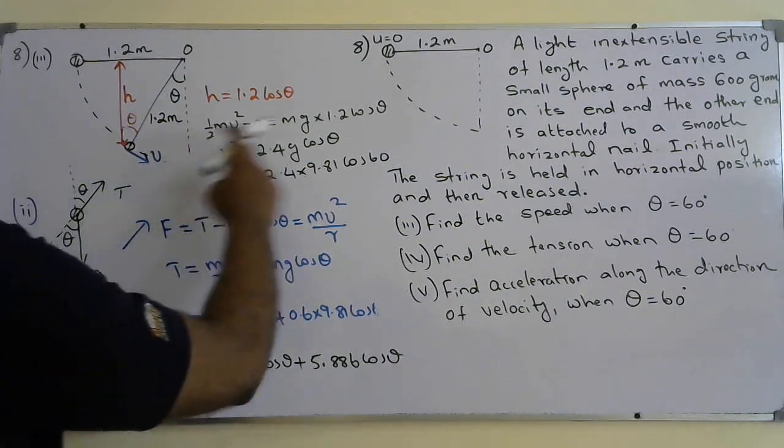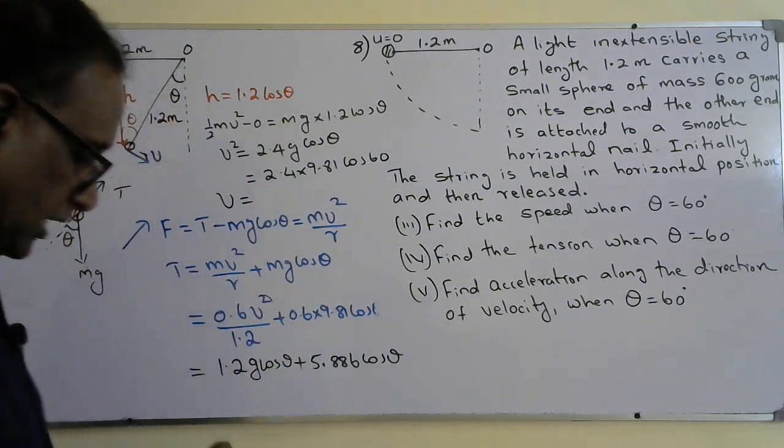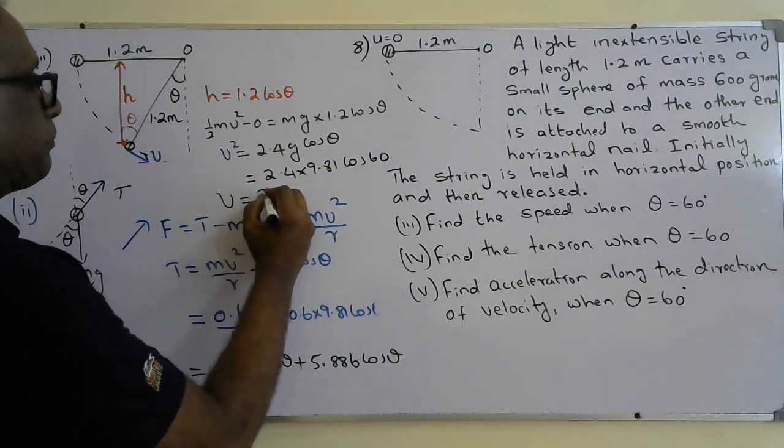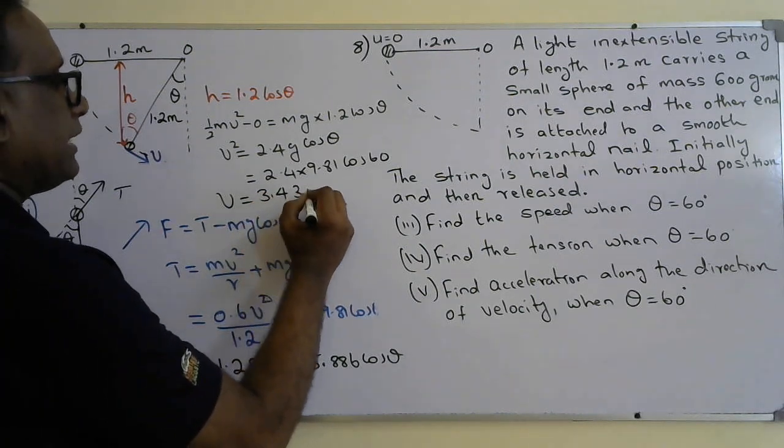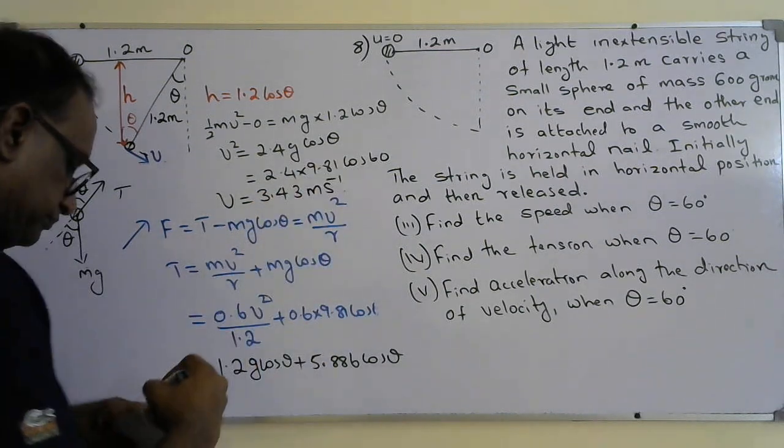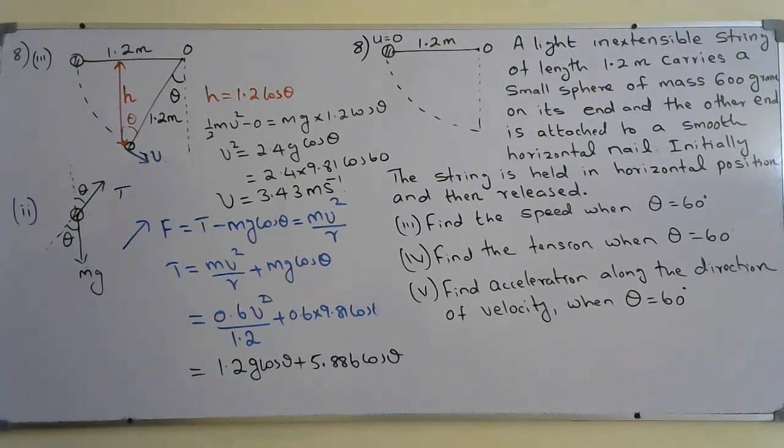You can use this equation, but we already derived it and got it. So v will be equal to 3.43 meter per second. That is 2.4 into 9.81 into cos 60, then you need to take the square root of it. Yeah, 3.43 meter per second.